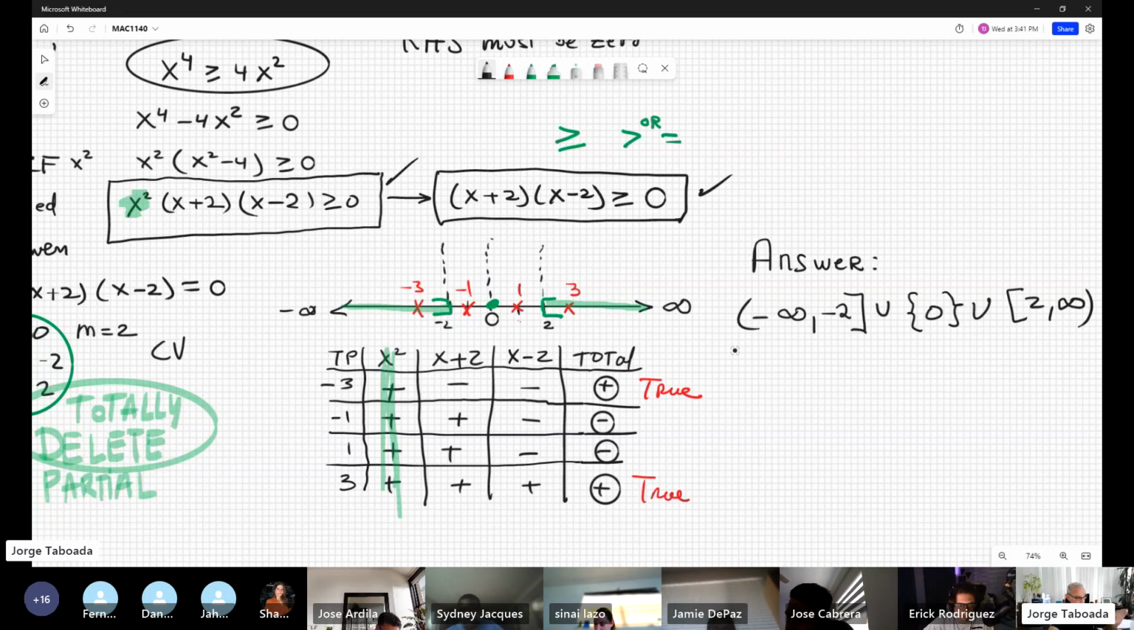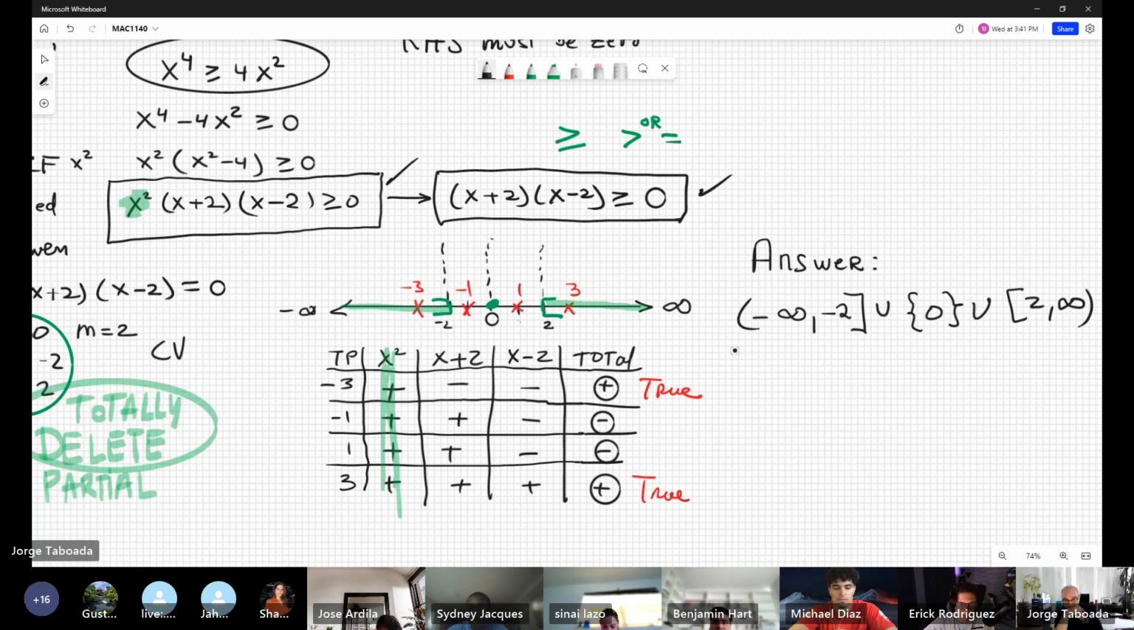Any question? What part is confusing? Clear? How can we put the 0 for the last example? Say again? For the last example. Why didn't we include 0?